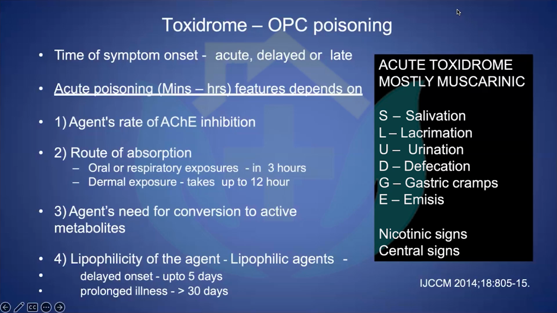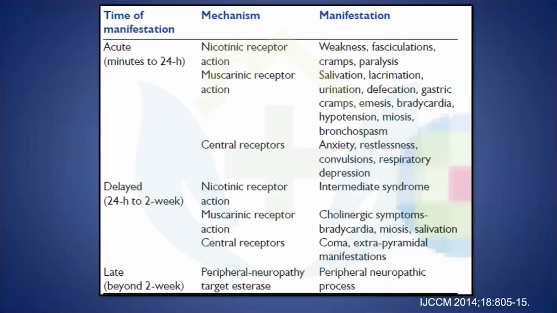The acute toxidrome is mostly muscarinic symptoms, which is called SLUDGE, if you remember the mnemonic: salivation, lacrimation, urination, defecation, gastric cramp, and emesis. So just remember SLUDGE, nicotinic signs, and central signs. I have already described fasciculation, muscle weakness, paralysis, these things.